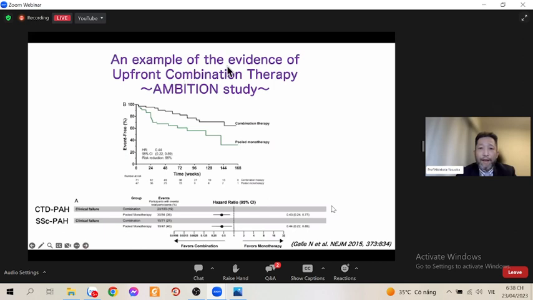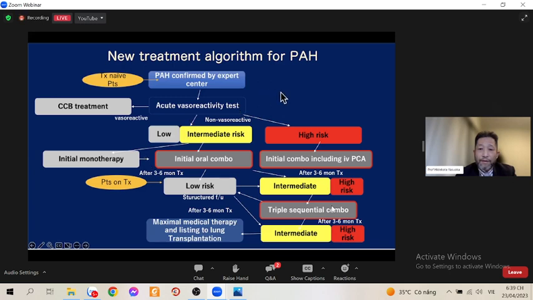This is a good example of the evidence for upfront combination therapy, called the AMBITION study. The AMBITION study examined the combination of an ERA and a PDE5 inhibitor compared with monotherapy. And prognosis is quite a bit better in combination therapy. That trend was also seen in CTD-PAH and SSc-PAH in the forest plot. So based on these results, most of the patients were treated with combination therapy recently, based on risk stratification.